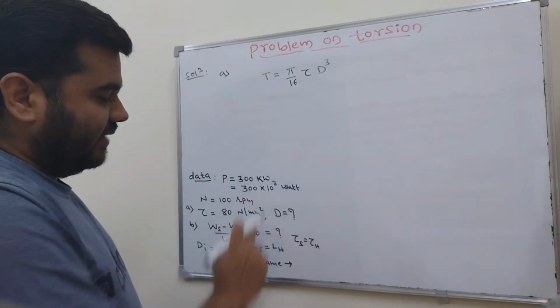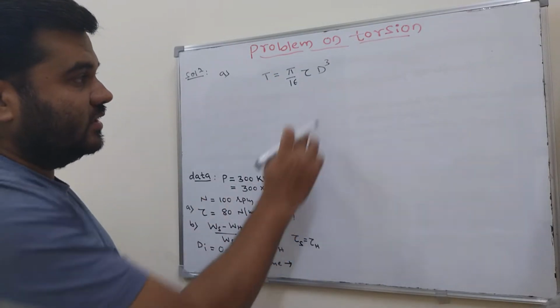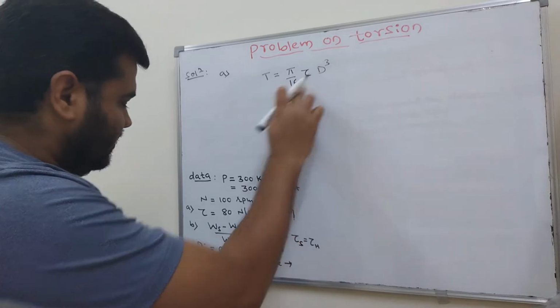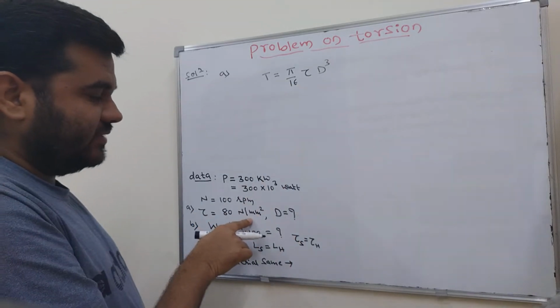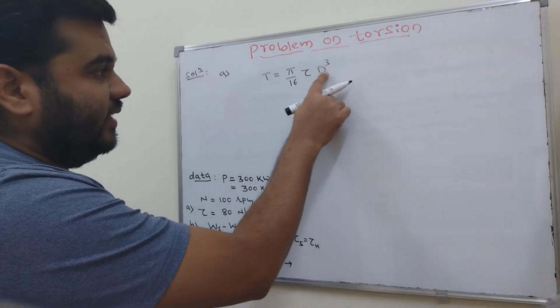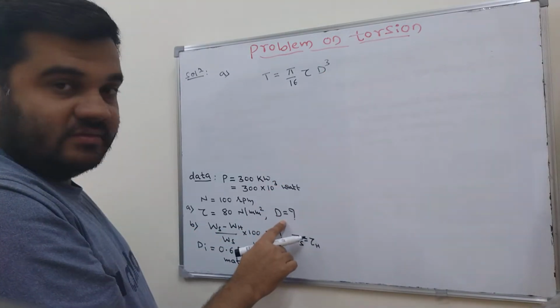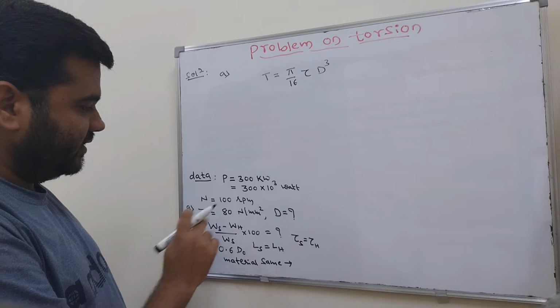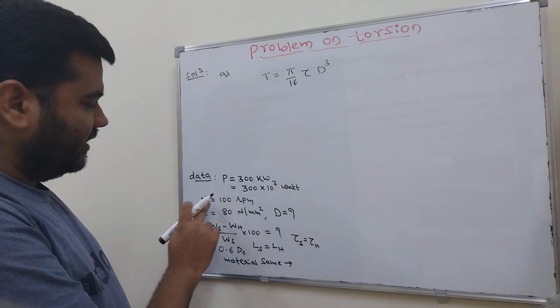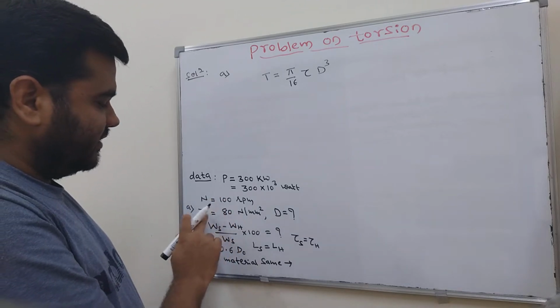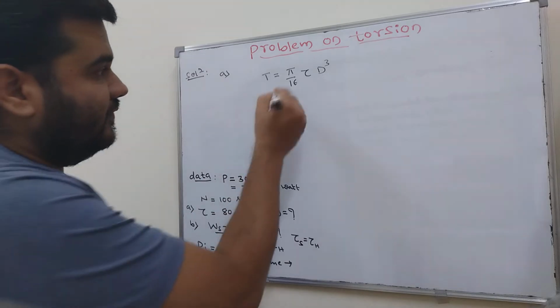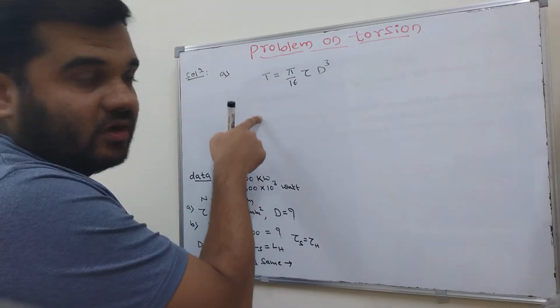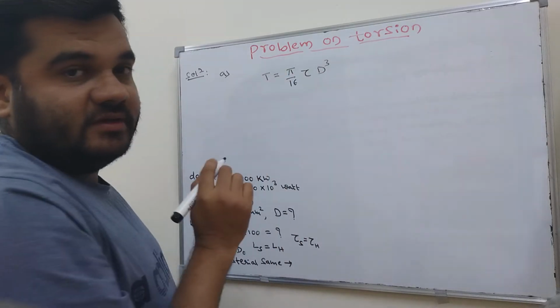Now check what data is available here. The shear stress is given as 80 Newton per mm square. We need to find the diameter of the solid shaft, but the torque is not given anywhere. Here the power and the RPM are given, but the torque is not. So first we will find the torque, then we can find the diameter.